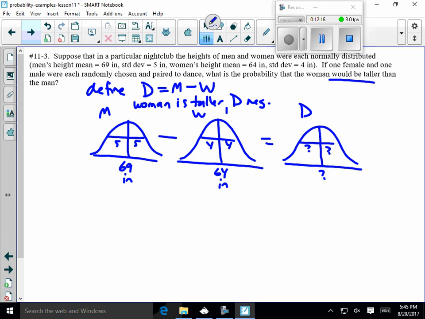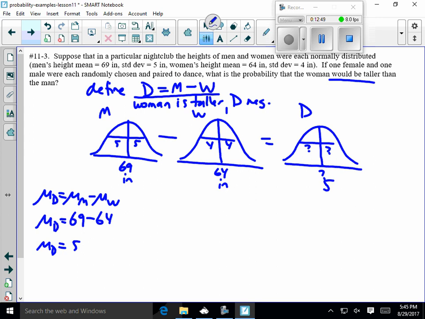Okay, so I'm going to use the rules that we said before. If this is the algebraic expression of what the difference is, then I know that the mean of D is just going to be an algebraic expression of the mean of the men minus the mean of the women. That just follows whatever the algebraic construction of the random variable is. So the men's mean is 69, the women's mean is 64, and so the mean of the difference would be 5 inches. And so this right here is 5.